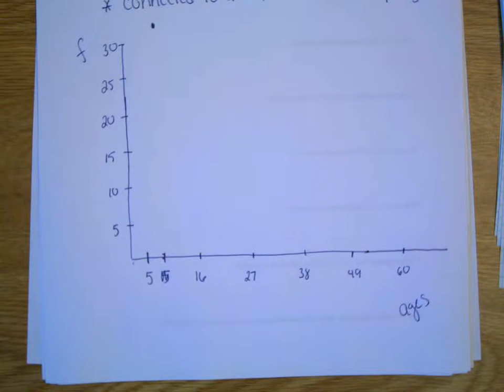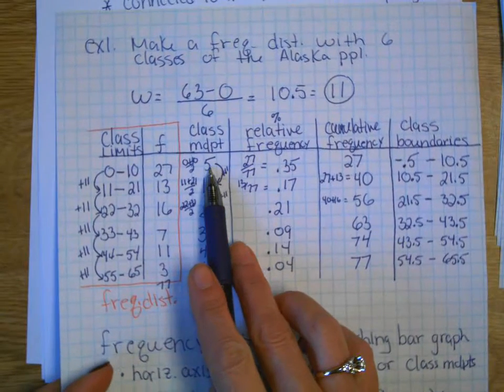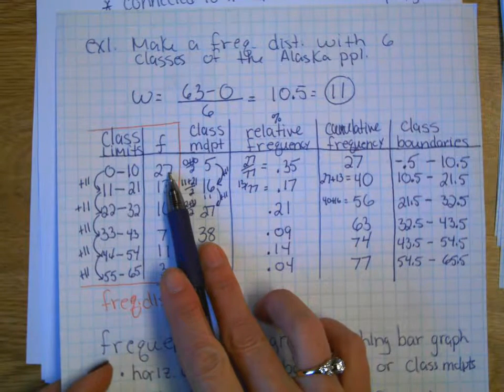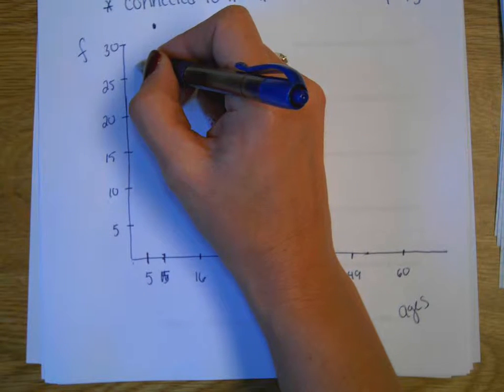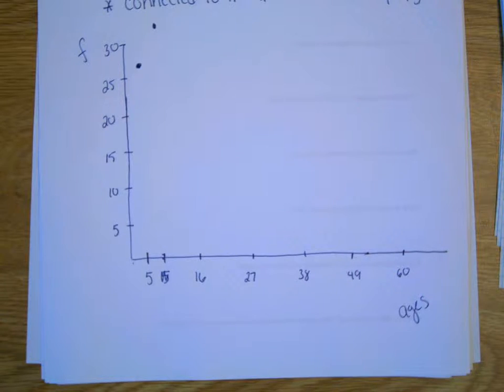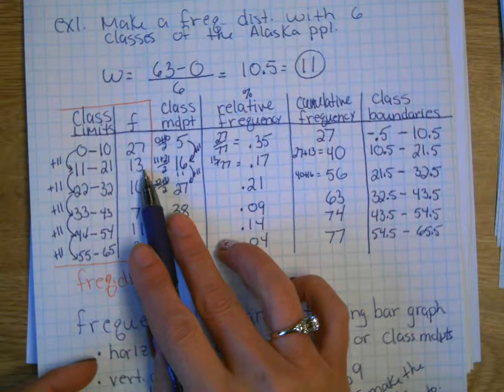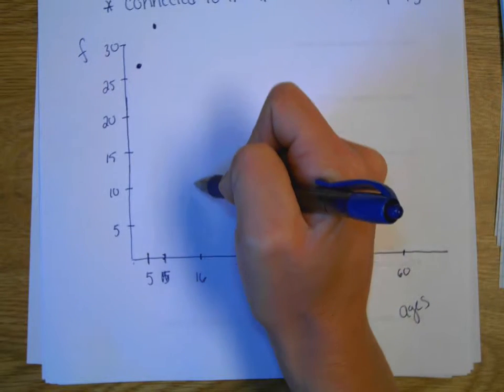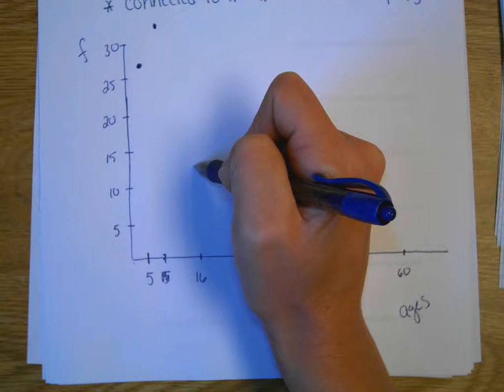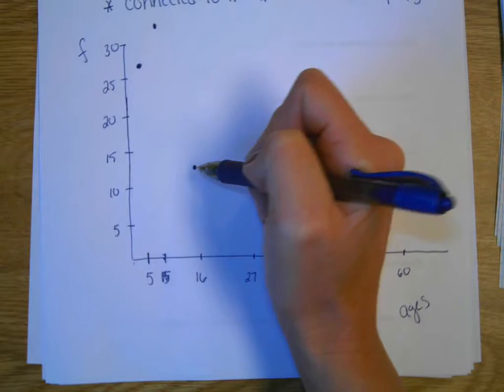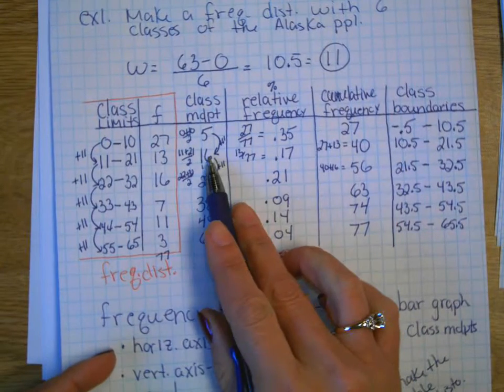So, it's going to be connect the dots. I need a dot for each of the classes. Have you caught up yet? Okay, so our first one, when the midpoint's 5, the frequency was up at 27. So our first dot's going to be at 5, 27, just estimating that. Next one, at 16, the frequency was down at 13.